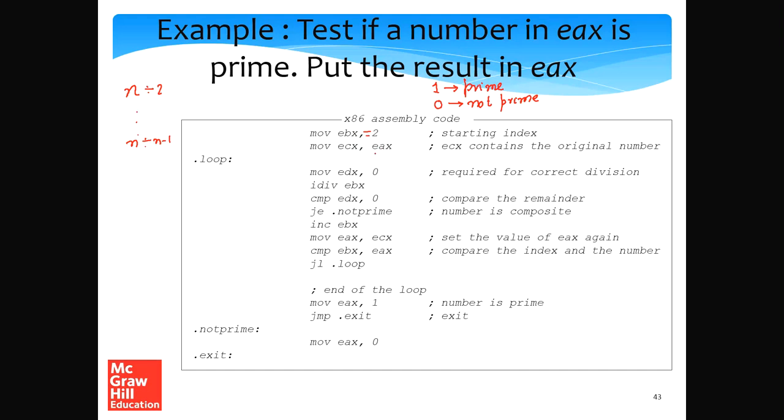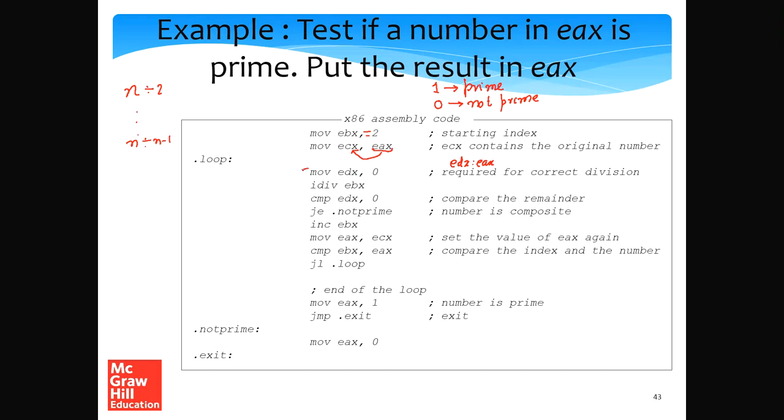Now the original number which we need to test if it is prime or not, we are transferring to ECX. So ECX will contain the original number, and then we start a loop. Since the original number is in EAX now, this is required for correct division. Recall that the IDIV instruction actually needs a 64-bit number in EDX and EAX. Since the original number is in EAX also, we can go ahead with the division, but we need to set EDX. When the number is positive, the value of EDX will be 0 because we are just extending the sign of a positive number, and the sign bit of a positive number is 0. So we move 0 to EDX.